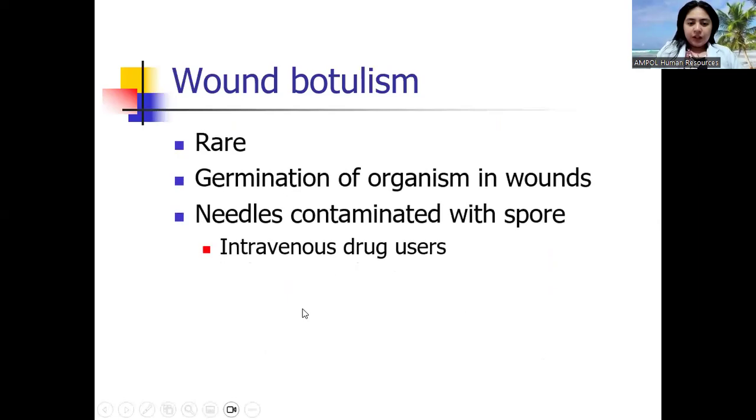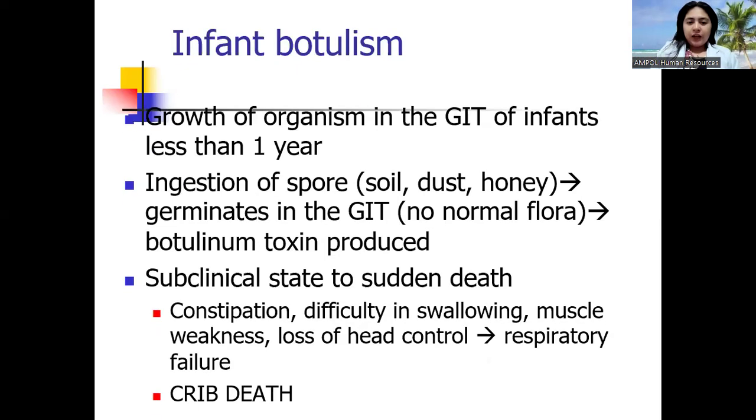Wound botulism is rare. In germination, of course, it will release the botulinum toxin. It is usually associated with patients who constantly use the intravenous method for drug administration. If the needle is contaminated and reused, and spores are introduced, that is how wound botulism occurs. And infant botulism is growth of the organism in the GI tract of infants less than 1 year old. It is ingestion of spores, contaminated, spoiled dust and honey, that germinate in the GI tract.